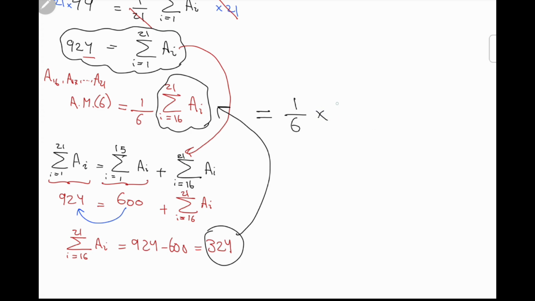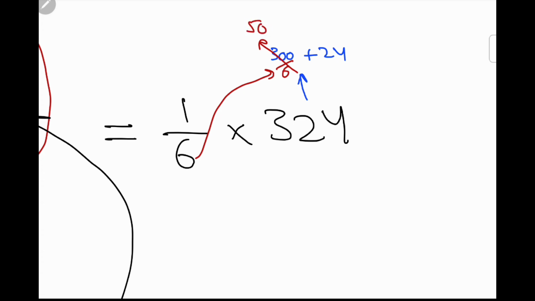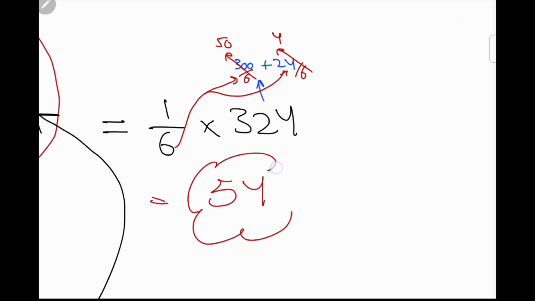So you take this number and plug this here, so that we get 1/6 times 324. And how do we do this without a calculator? I can give you a trick. This is just 300 plus 24. So 300 divided by 6 gives me 50. 24 divided by 6 gives me 4. So the final answer is 54. And that's it.